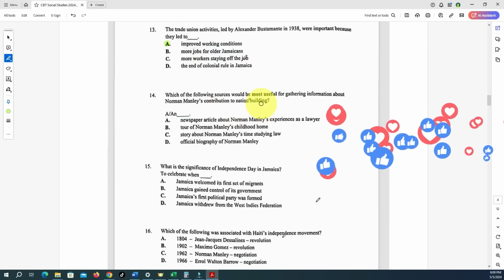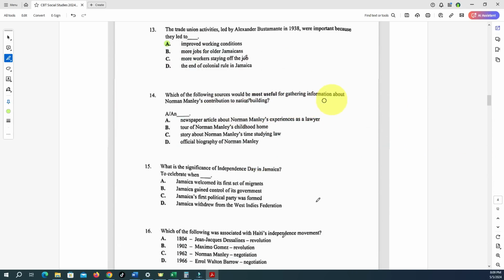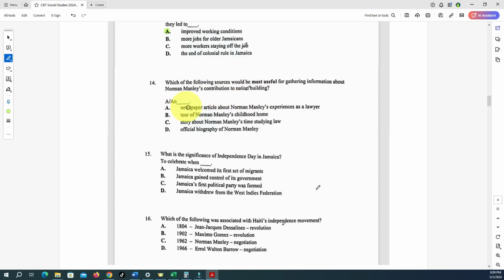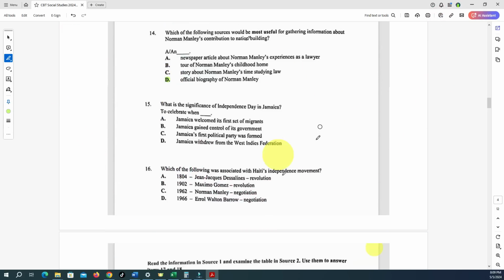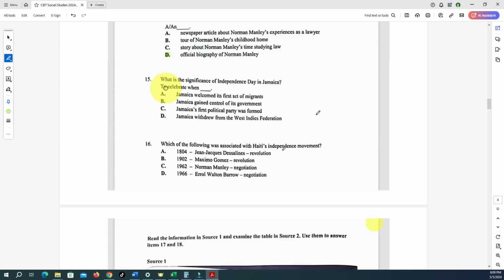Which of the following sources would be most useful for gathering information about Norman Manley's contribution to nation building? Okay, so it says A or... Newspaper article about Norman Manley's experiences as a lawyer? No. Tour of Norman Manley's childhood? No. Story about Norman Manley's time studying law? No. Official biography? I would say D. It tells a person's life, and that's the official one, so I can use that.